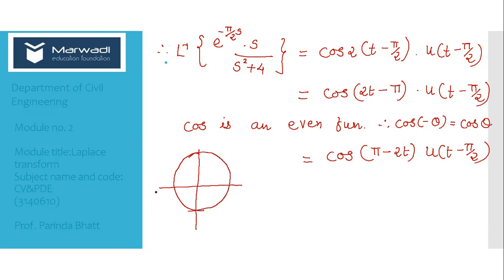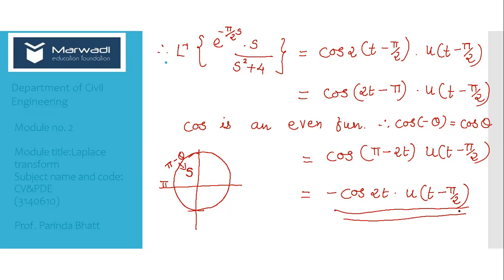Yes, Rishi, very good. Pranavi, very good. Pi is here. Therefore, pi minus theta represents this quadrant. Right? And in this quadrant, only sine and cosec are positive. Cos is negative. Therefore, minus cos 2t u of t minus pi by 2. Therefore, when your angle value is given in radian form, you have to do more simplified steps in the answer.